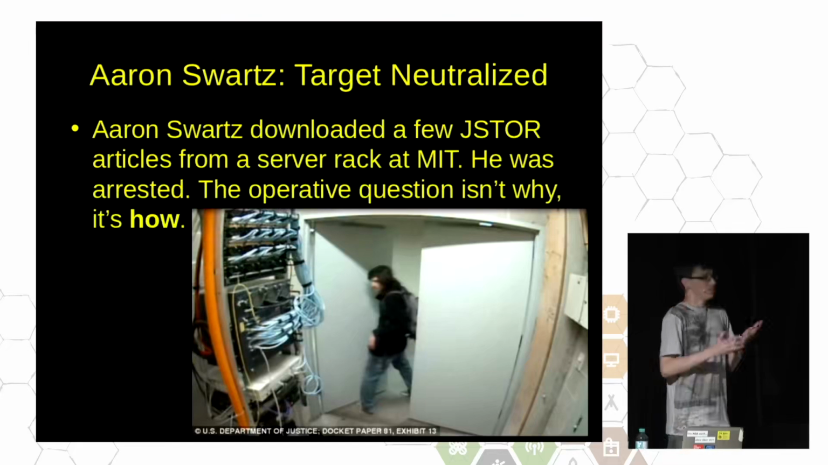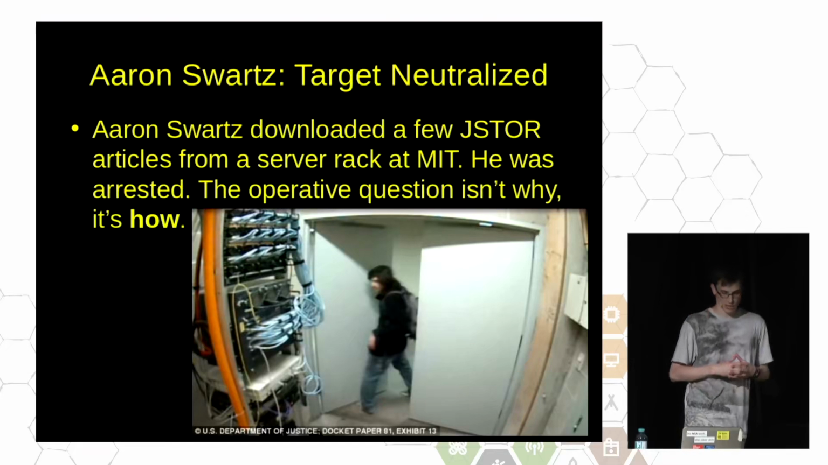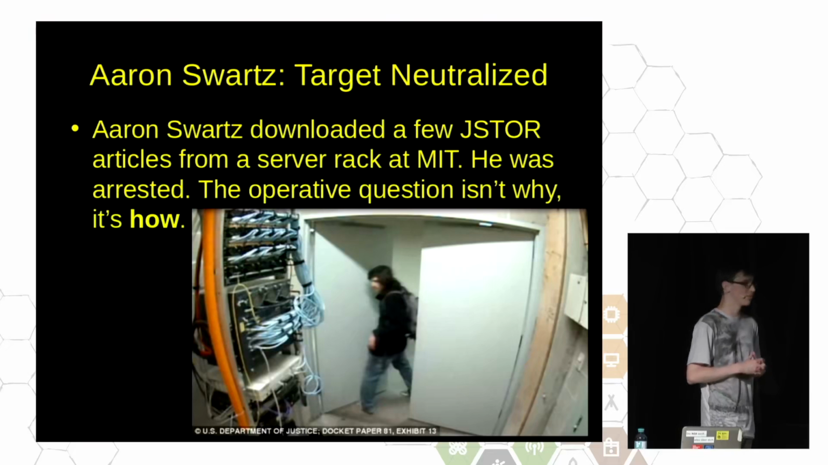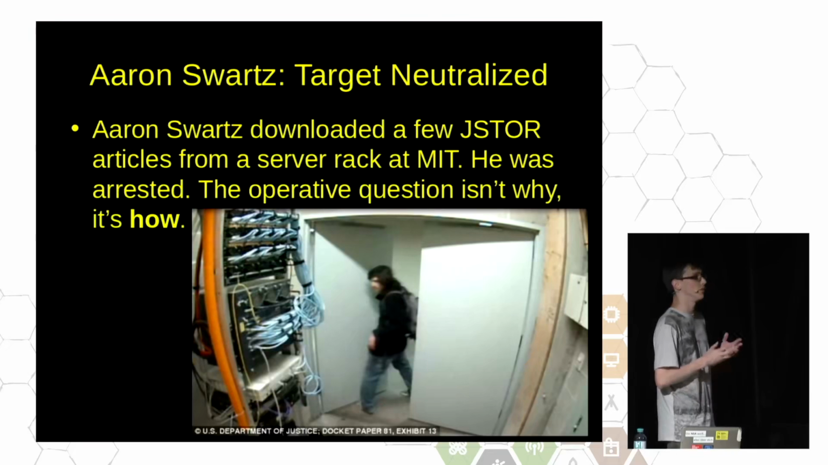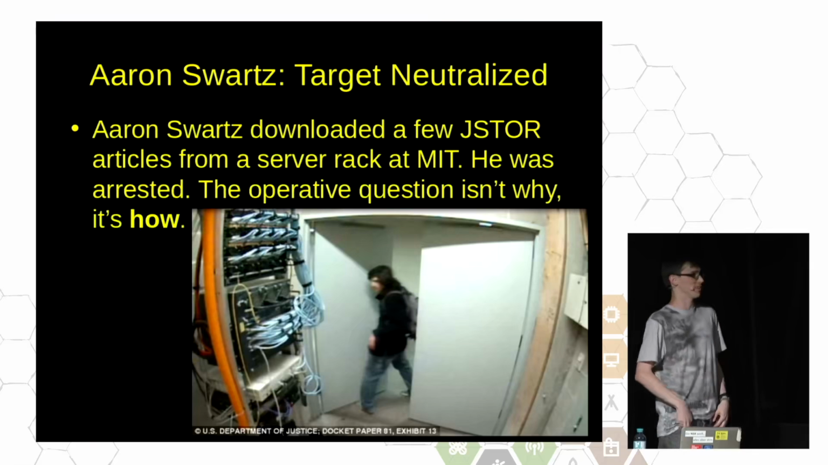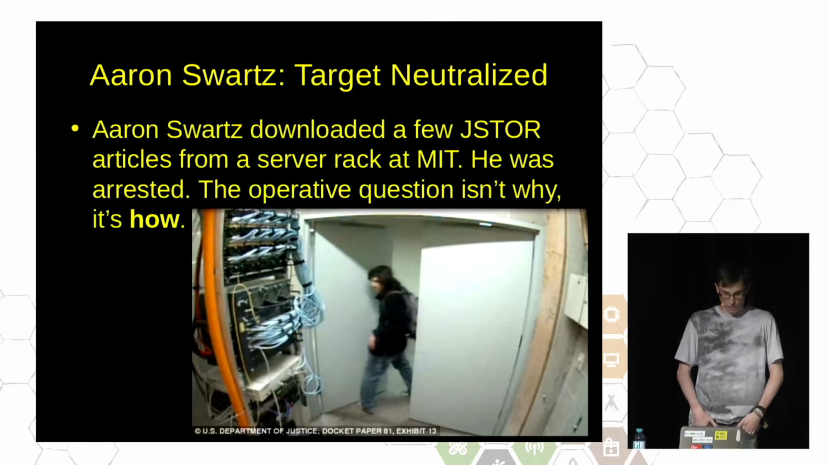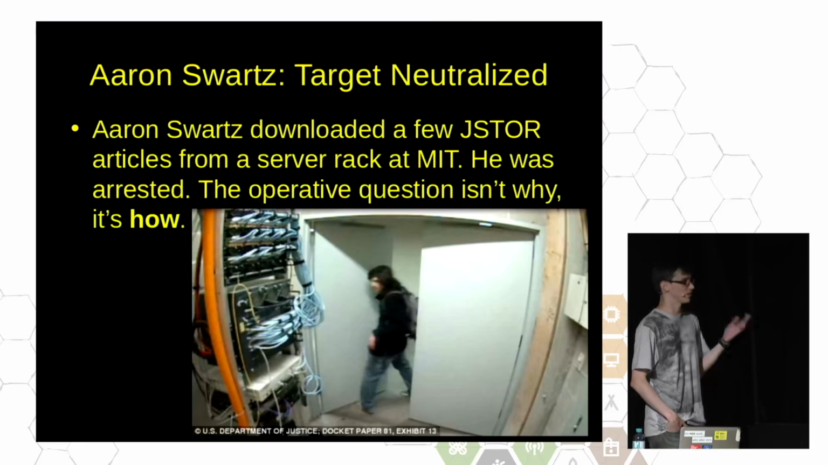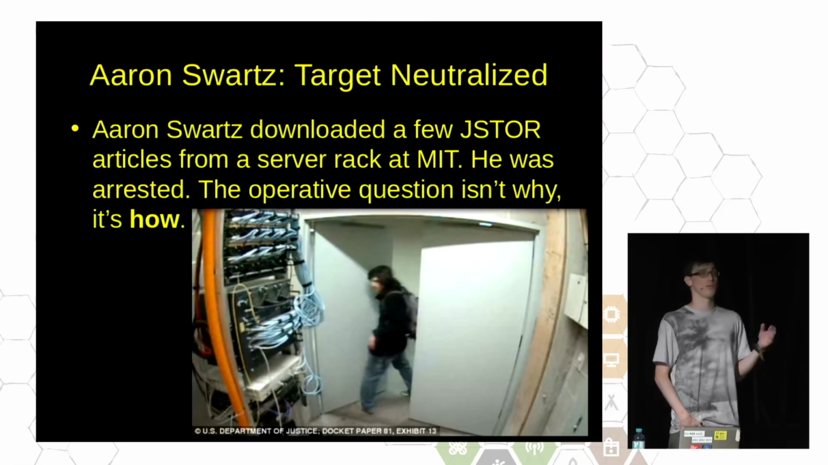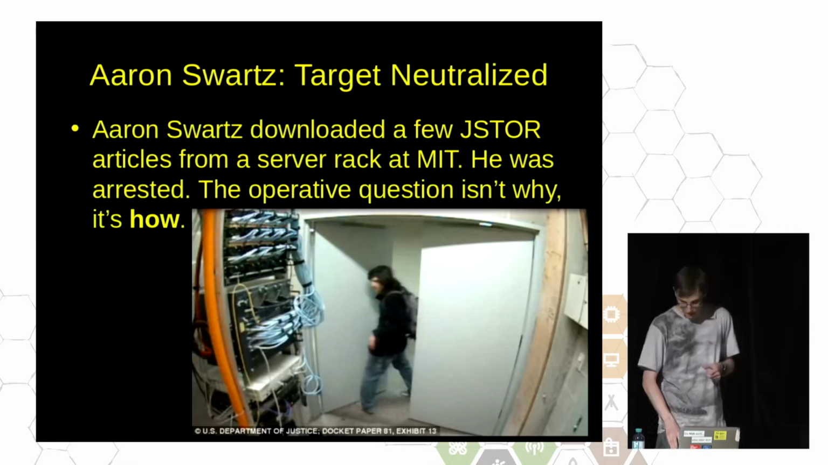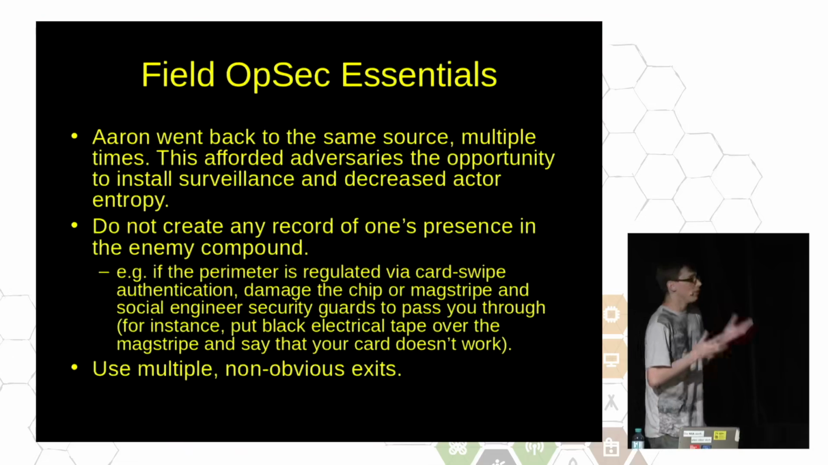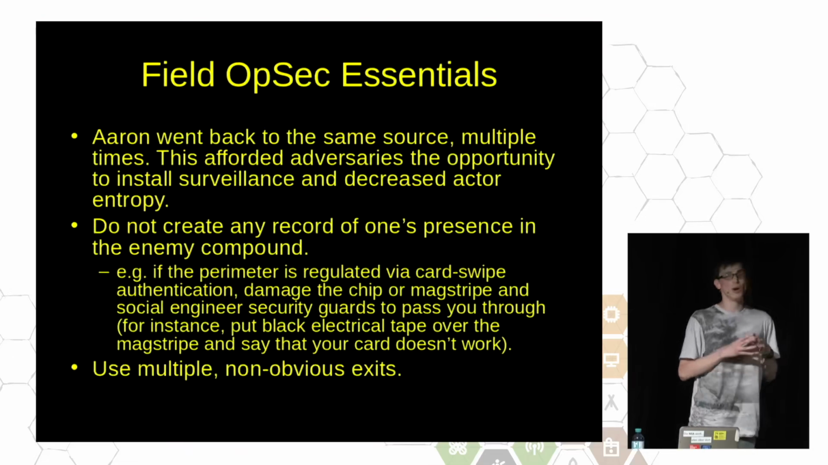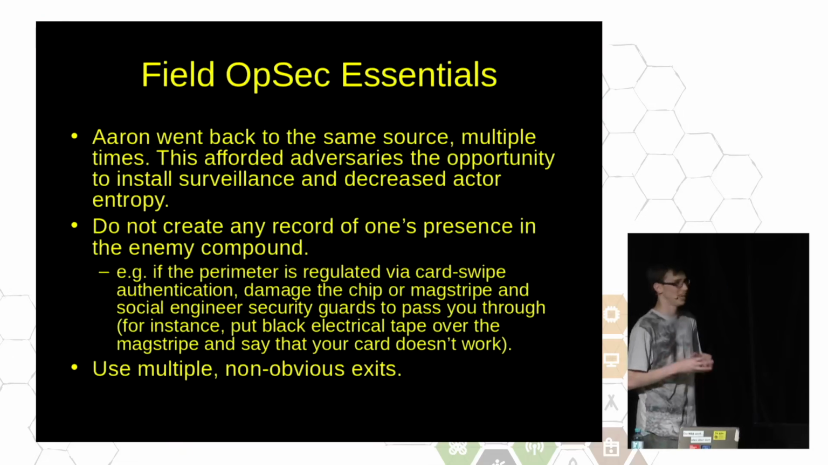Okay? Some of you may be familiar with the case of Aaron Swartz. If not, Aaron was essentially arrested for downloading a few articles from JSTOR, which is a particularly popular academic database, from a server rack at MIT. What Aaron did was he went to a particular server closet over and over again, plugged in his own hard drives, and then liberated a few million articles. What led to Aaron's arrest was that he went back to the same closet.